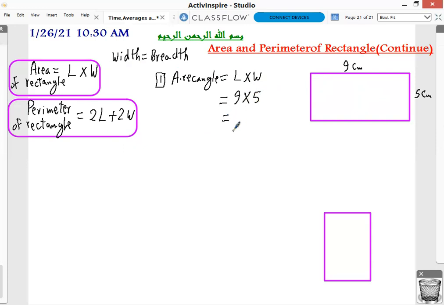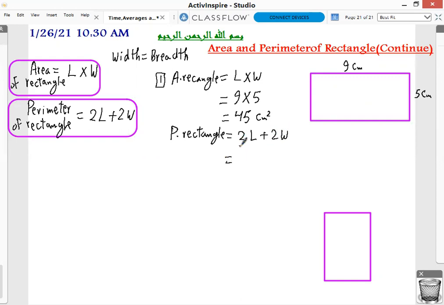What 9 multiplied 5? 45. 45 what? Centimeter square, very good. Centimeter square, then take care. Second, we need to calculate perimeter. Just we can put P instead of perimeter, put A instead of area. Then perimeter of rectangle. I told you just put your rule every time to keep it in your mind. It will be 2L plus 2W.